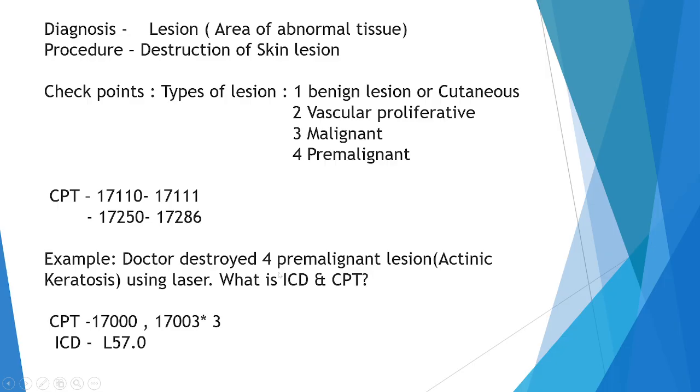Now coming to diagnosis, if the lesion is there like an area of abnormal tissue. Procedure, destruction of skin lesion. So checkpoint, what are the checkpoints for these? We have to check the types of lesion, whether it is benign lesion, cutaneous vascular proliferative, or malignant or pre-malignant. So CPT is 17110 and 17250 to 17286. I will show you in the book.